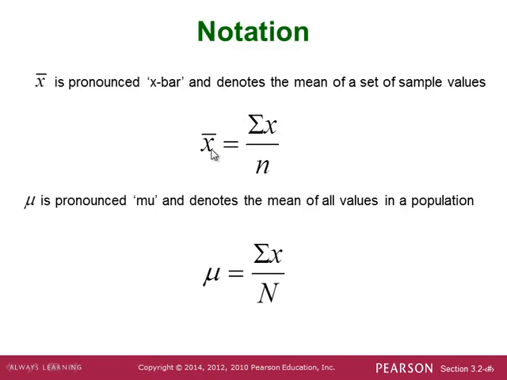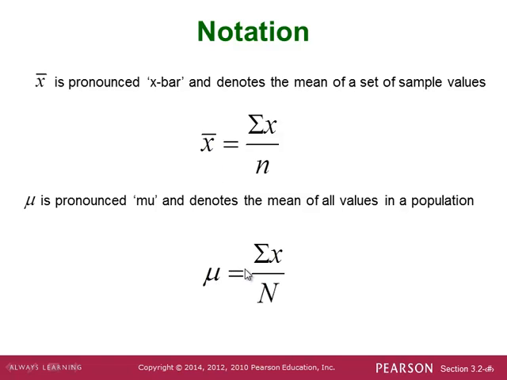We use x bar as a sample statistic to estimate the true population mean. Population mean is given by the Greek letter mu. Now, x bar is what estimates mu. Right? It is the statistic that estimates mu.